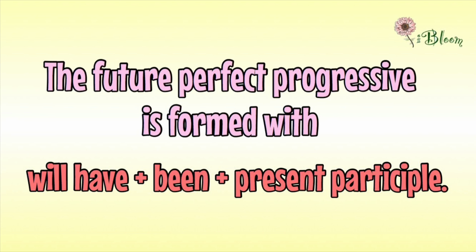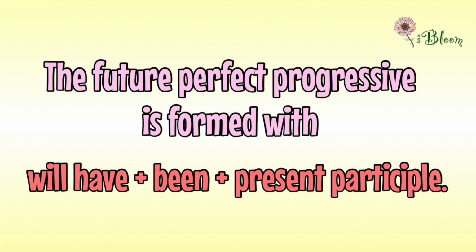Example, by the year 2020, people will have been flying for 117 years. By the year 2020, people will have been flying, will have plus been plus present participle, the verb with ing. We call it present participle. By the year 2020, people will have been flying for 117 years.